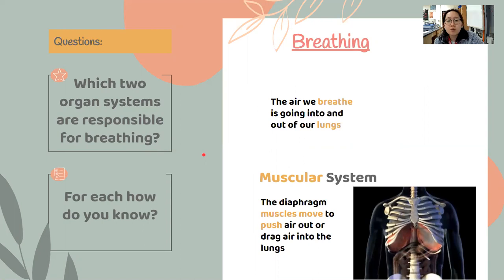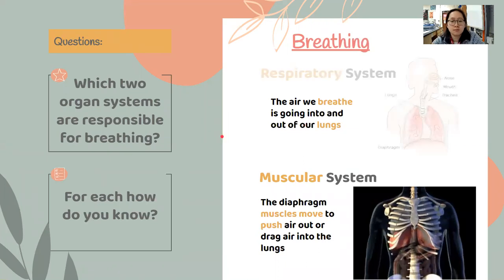So breathing, the air we breathe is going into and out of our lungs, which is part of the respiratory system. And then the diaphragm is the muscle that actually moves to push air out or drag air into the lungs. So that would be the muscular system.